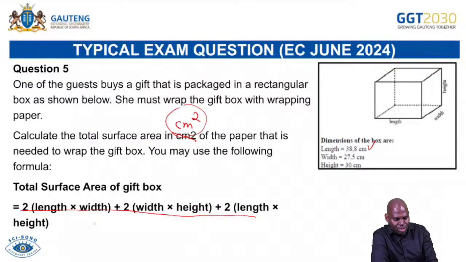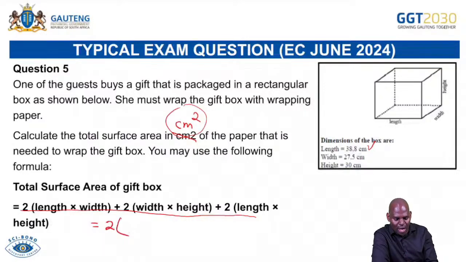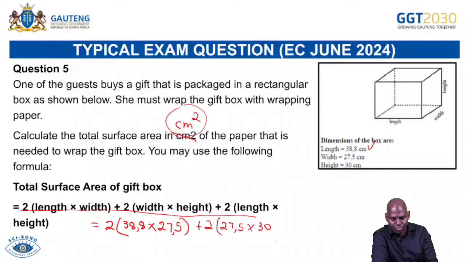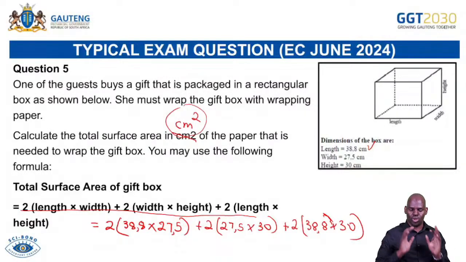Now, when I do the substitution, I'll just say 2 open bracket, and then make sure that you substitute the correct value at the correct place. Very, very important. 38.8 multiplied by the width, which is 27.5, and then it's plus 2 open bracket. The width is 27.5, and then the height is 30. Okay, then it's plus 2. The length again is 38.8. Sorry, then I have to multiply by the height, which is 30. Okay, substitution is very, very important. Please make sure that you do the substitution first.